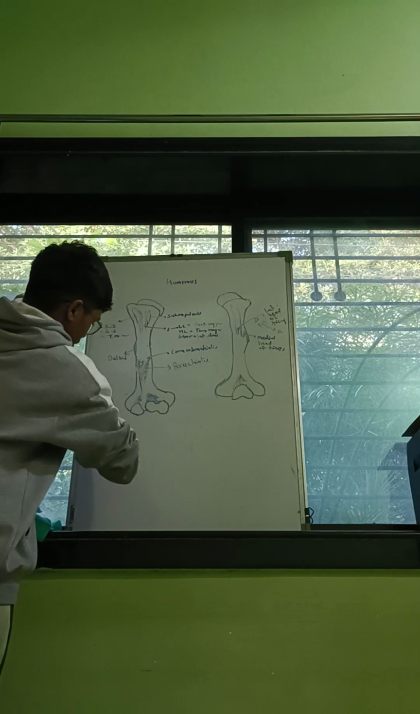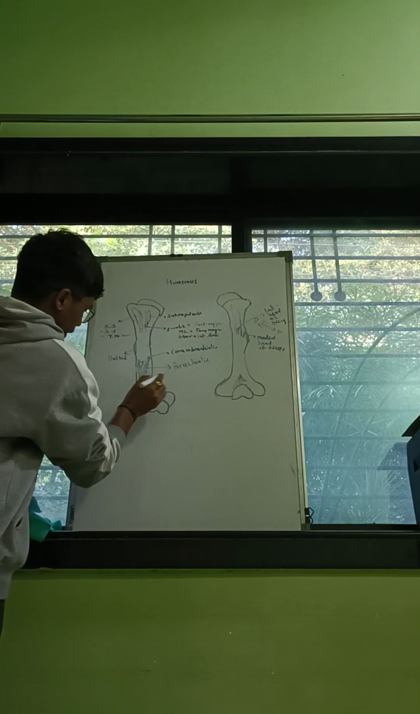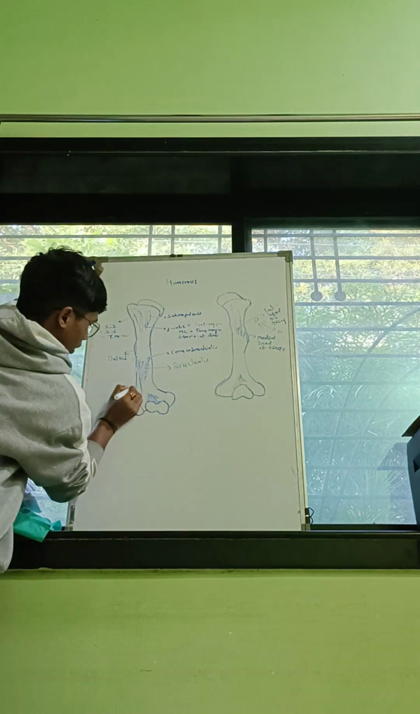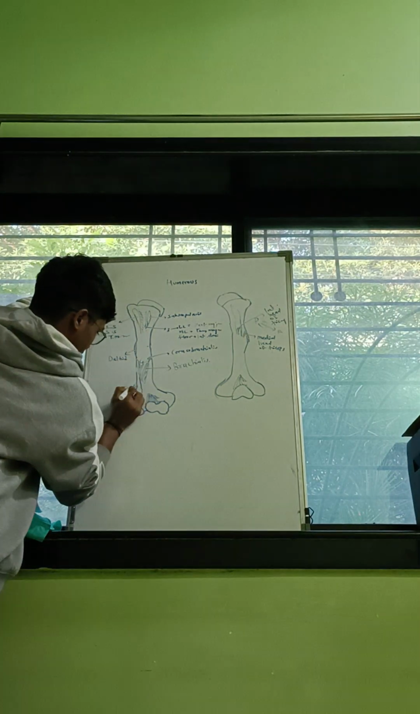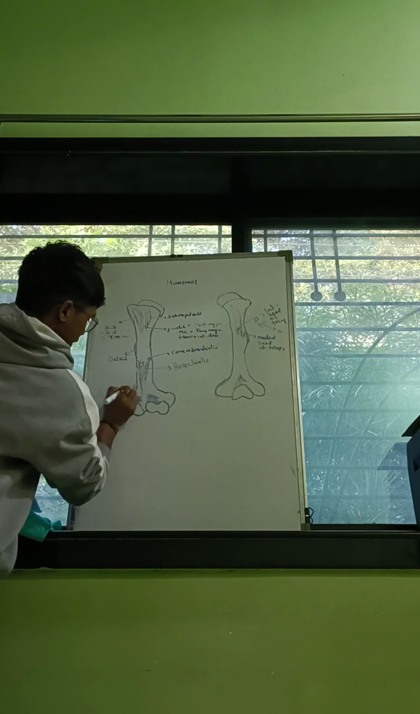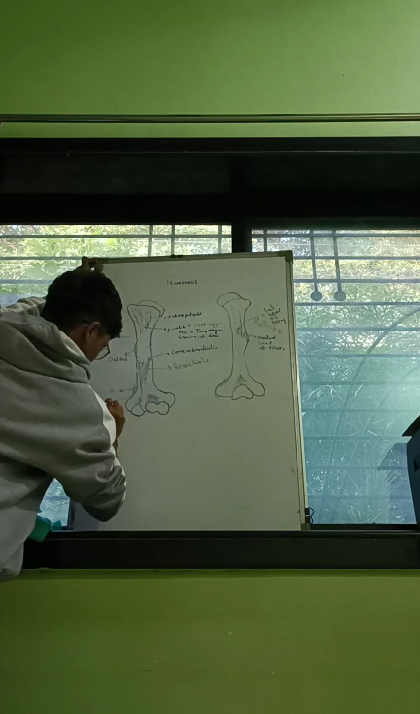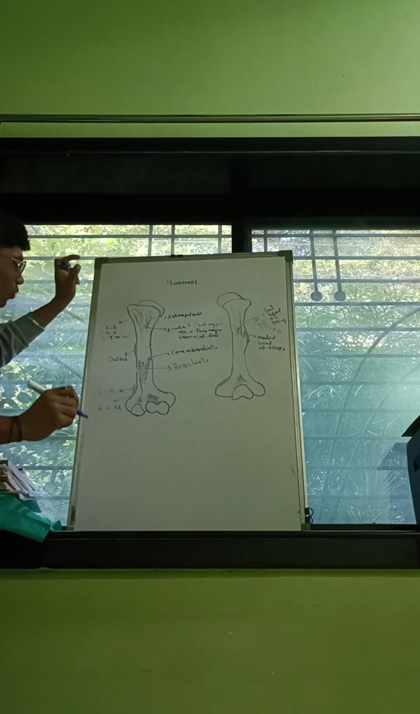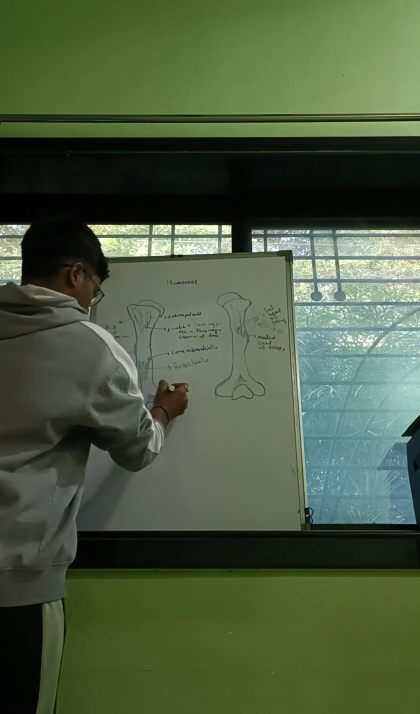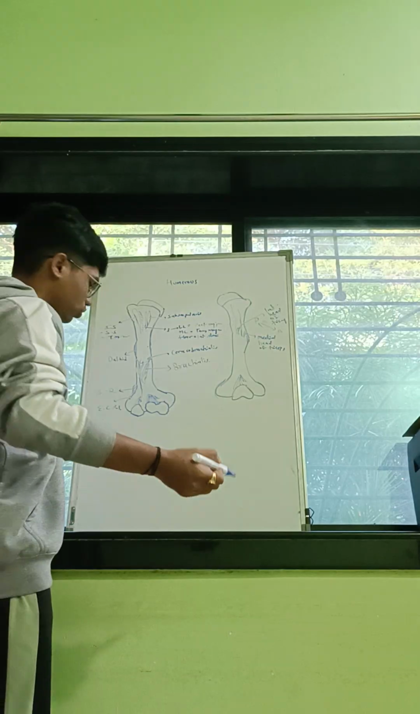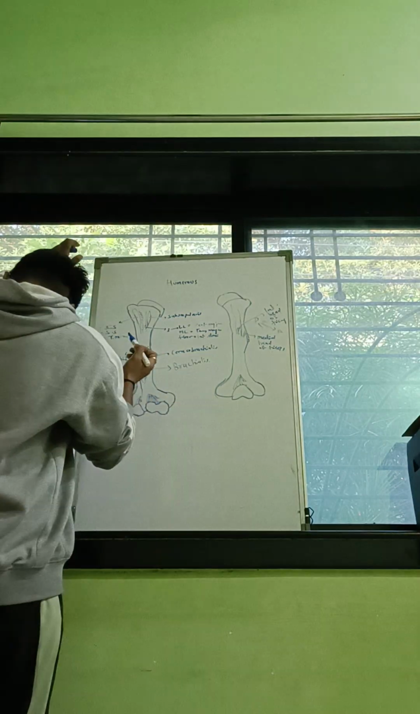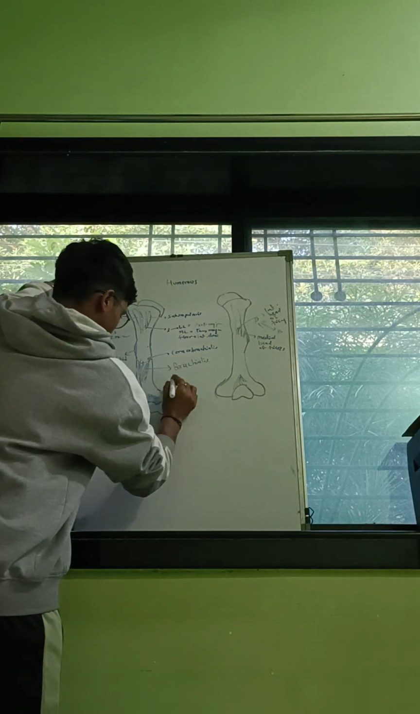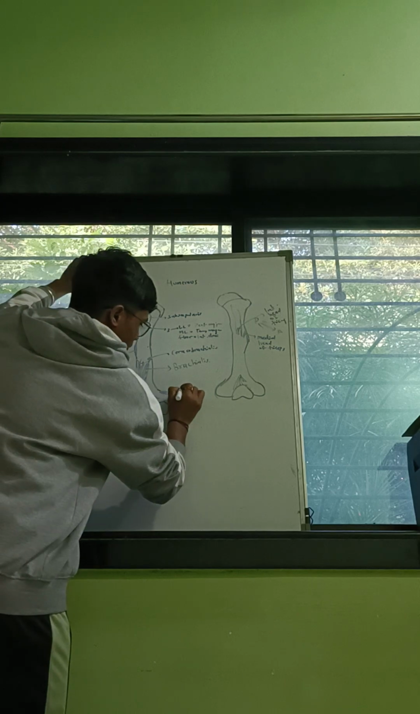So this is the lateral supracondylar ridge. On its upper two-thirds, a muscle is attached called brachioradialis. On its lower one-third is extensor carpi radialis longus. And on the medial supracondylar ridge, its lower one-third, there is an attachment of the pronator teres muscle.